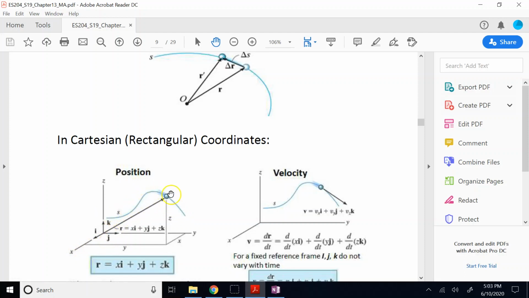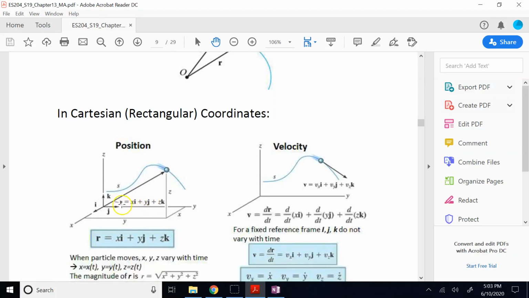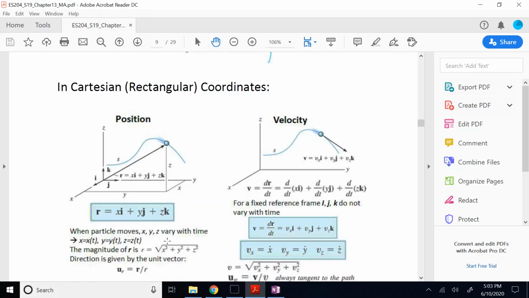The particle is moving on it, and the position vector of the particle r is now projected onto the x-axis, y-axis, and z-axis in a perpendicular manner. So we get x, y, and z coordinates for this vector r. So we write vector r as x times i plus y times j plus z times k, where x, y, and z are the components of the position, and i, j, k are the unit vectors of x, y, z axis. So we know this one for sure.